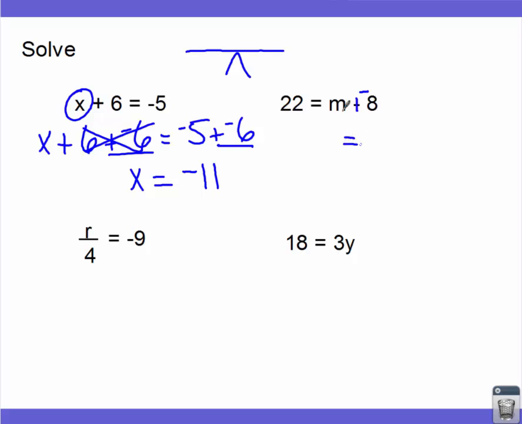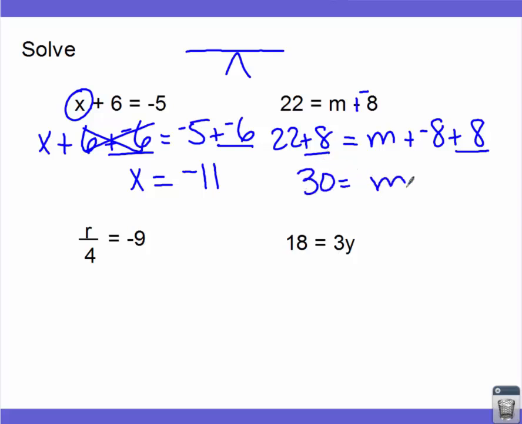Start at the equal sign, and let's get this m by itself. So I need to get rid of this negative 8. So I'm going to do m plus negative 8 plus positive 8. I add its opposite. If I add that to one side, I have to add the same thing to the other. And we end up with 30 is equal to m. So the value would be 30.